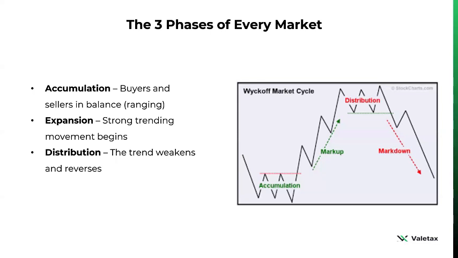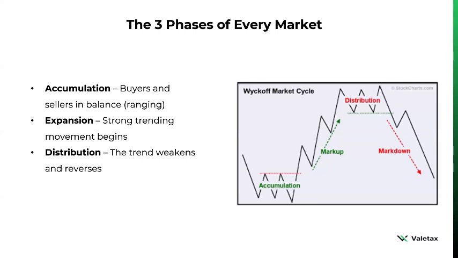He then described the expansion phase, which is usually known as the markup phase, as a strong trending movement. When the movement begins, that's the expansion phase. What you're seeing on my chart right now is a bullish example, but the bearish example can be the case. So it doesn't matter what the markup looks like. It could be bullish, and in the bearish version, it will be a markdown instead of a markup. So we have the expansion, which on this chart is the markup phase.